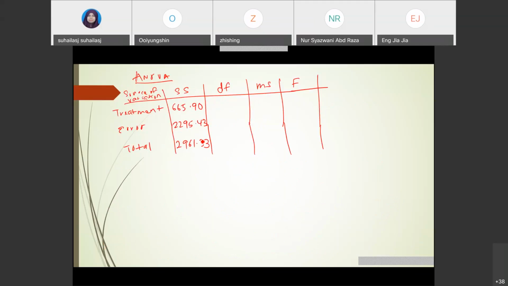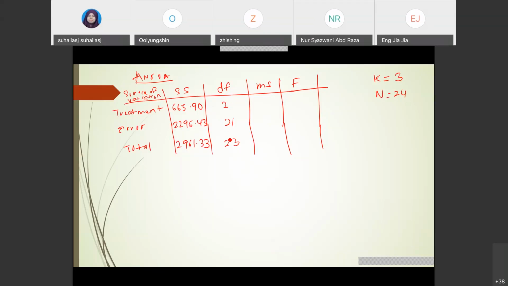Now the degrees of freedom. For treatment, your k is equal to 3, so treatment has k minus 1, which is 3 minus 1. For error, it is N minus k. Your N is 24, so 24 minus 3, which is 21. The last one is N minus 1.